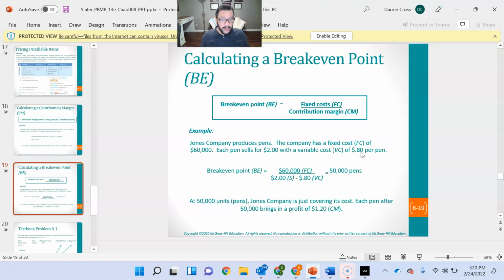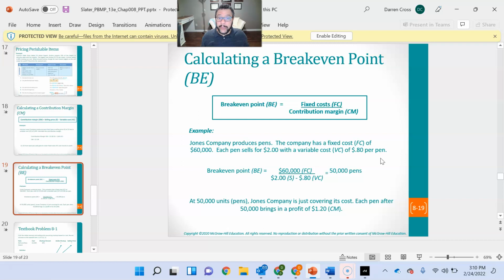So that's what we're really saying here. $60,000 divided by the contribution margin, or $1.20, and that equals 50,000 pens. So what we're saying is, in order to break even and cover our bills every month, we have to sell 50,000 pens, because only $1.20 is going to go towards our costs.